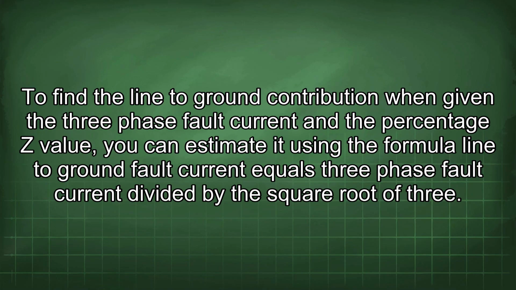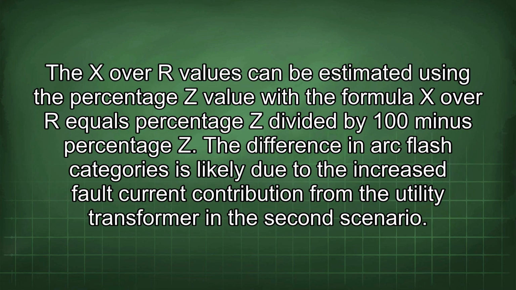To find the line-to-ground contribution when given the three-phase fault current and the percentage C value, you can estimate it using the formula: line-to-ground fault current equals three-phase fault current divided by the square root of 3. The X over R values can be estimated using the percentage C value with the formula X over R equals percentage C divided by 100 minus percentage C.